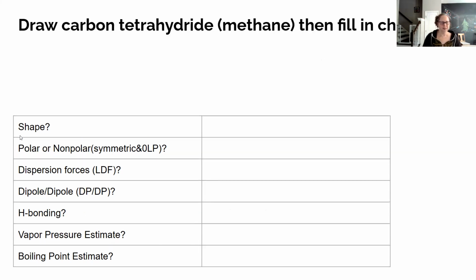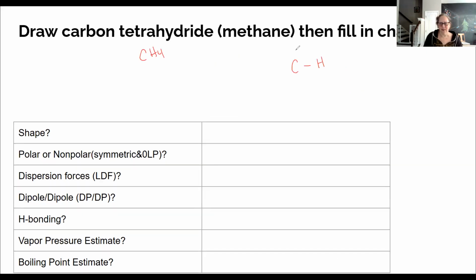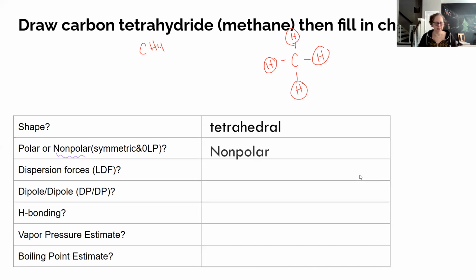What next? Carbon tetrahydride, CH4. Carbon goes in the center. Hydrogen does single bonds around the outside. This has 4 outer atoms, so this is a tetrahedral shape. Tetra means 4. Polar or non-polar? We have all the same outer atoms, so that's not messing up our symmetry, and we have no lone pairs. So this guy is non-polar. He has a totally equal distribution of charge. There's no super strong pole of negativity pulling off somewhere.